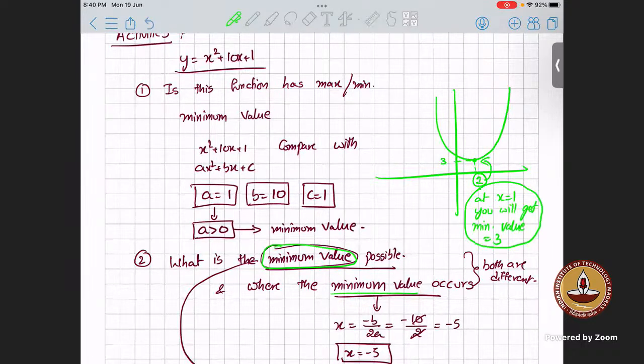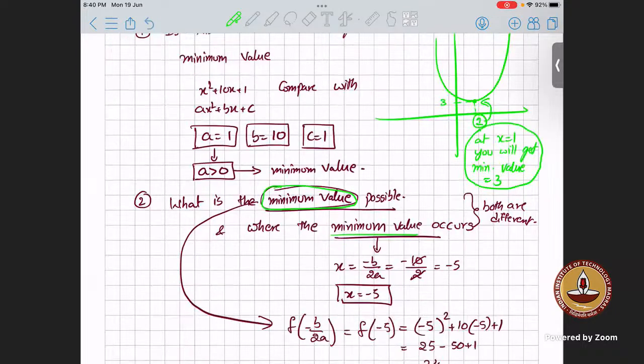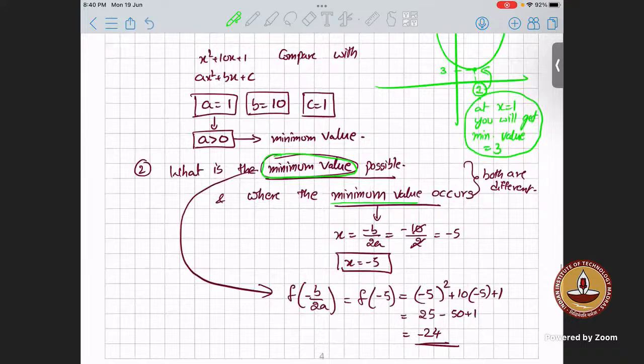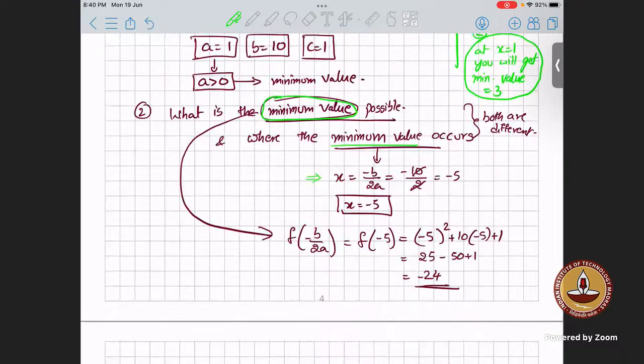Look, here in the question, they directly asked what is the minimum value possible. So you have to find the value at x equal to minus b by 2a. We have to find the value of the function at x equal to minus b by 2a. Agree? Clear? Okay.